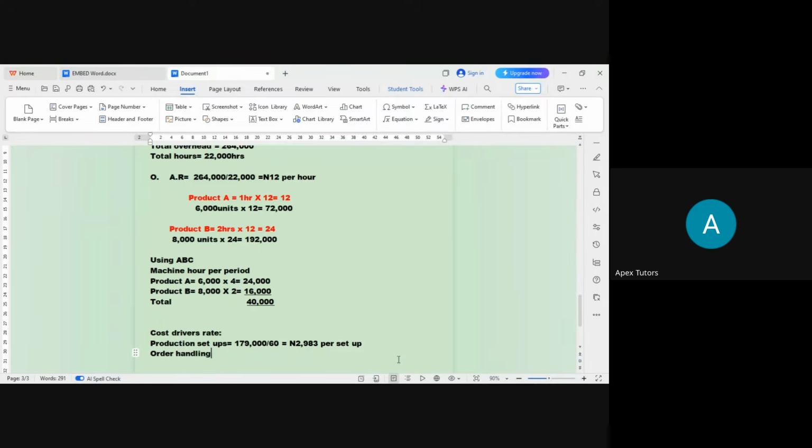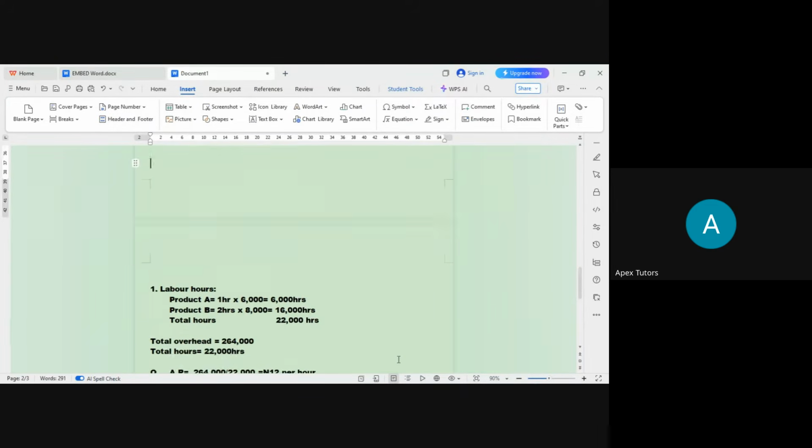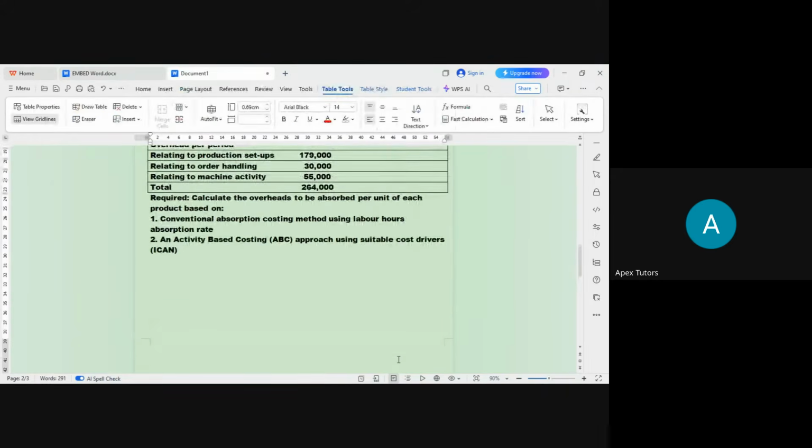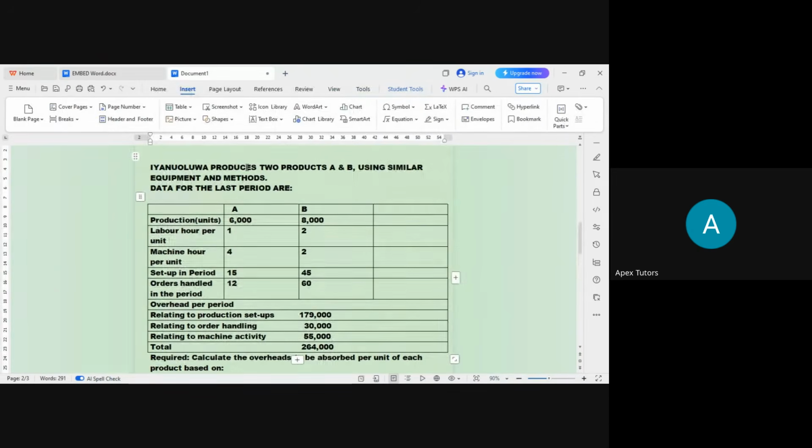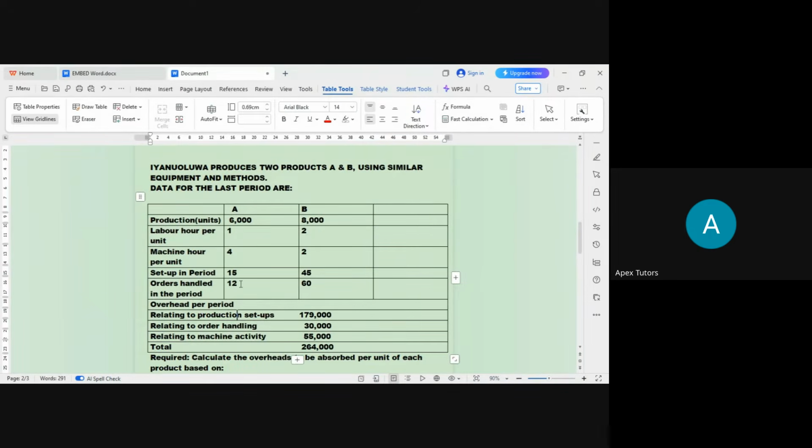Order handling cost. From the question, the order handling total is what? 30,000. Total orders handled will be what? For the period. Take note. Please, when analyzing a question, these are not values. These are not money. 12, this is not 12 naira. This is not 16 naira. See the interpretation. Orders handled in the period. For A, the total number of orders handled in the period is 12. For B, the total orders handled in the period is 60. You must interpret it in that way.